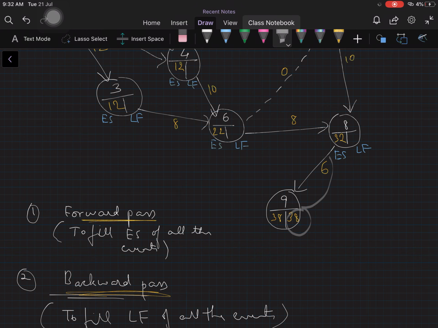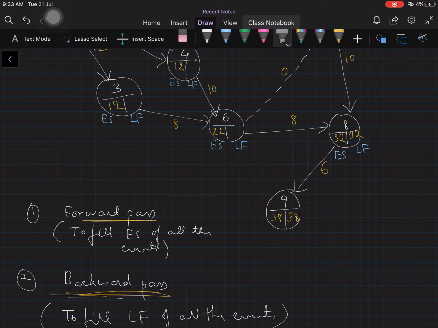Okay, this is 38 minus 6, the reverse process, no? So from 38, subtraction will come into the picture. So 38 minus 6, and that will give us what? 38 minus 6 gives us 32. So fill the late finish. So this gives us 32.